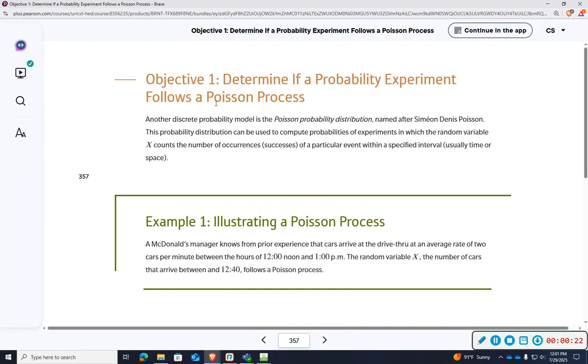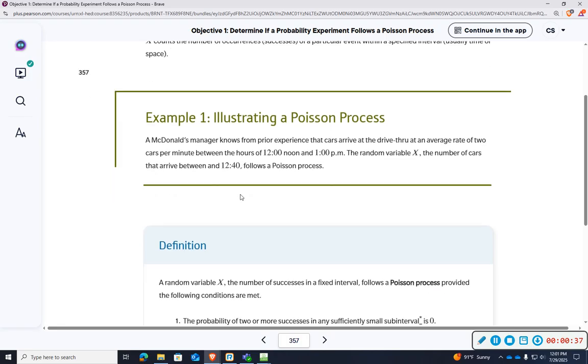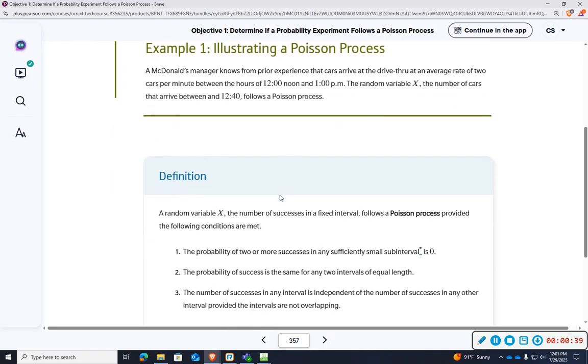Alright, on the first page, they give you a little bit of background. It tells you that this is a discrete model. It's named after Simon Dennis Poisson. That's a person's name, so it's not Poison, it's Poisson. They give you a little illustration showing you what a Poisson process is, so definitely good reads.